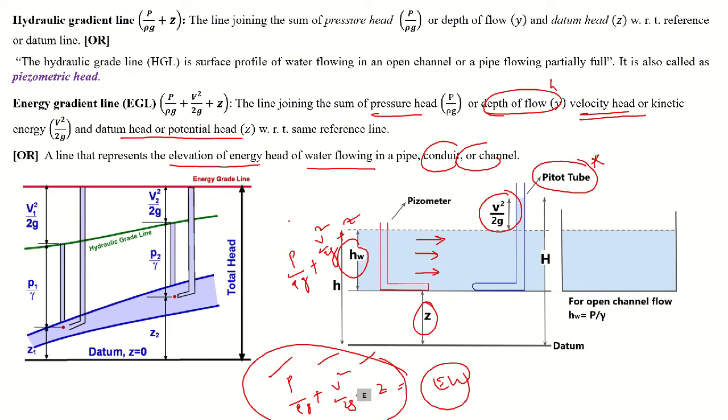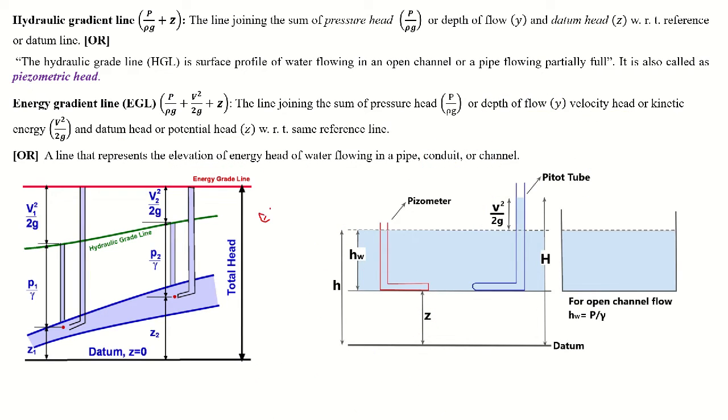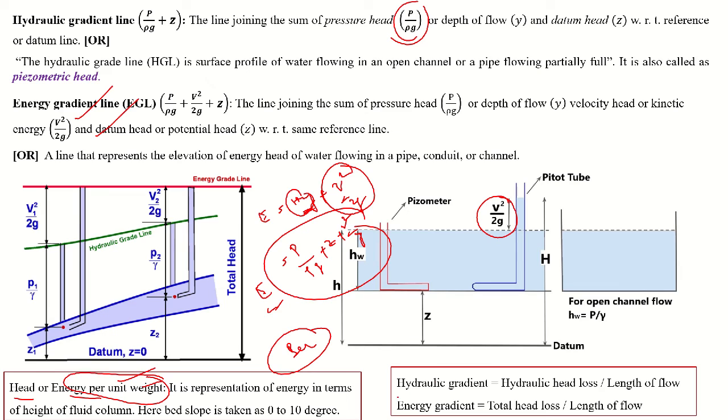Now we can write the hydraulic energy gradient line plus V square by 2g, nothing but your kinetic energy. So the hydraulic gradient is your pressure head plus elevation head. Here the gradient means nothing but your change, that is your hydraulic head loss by how much length of the flow.